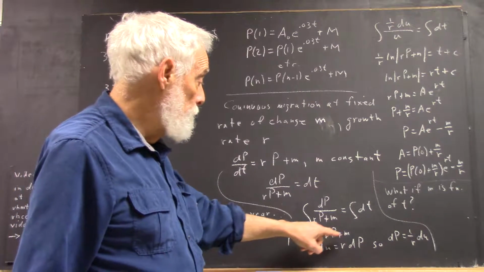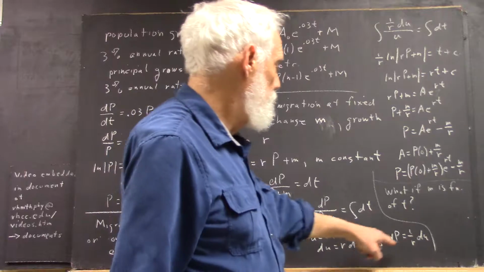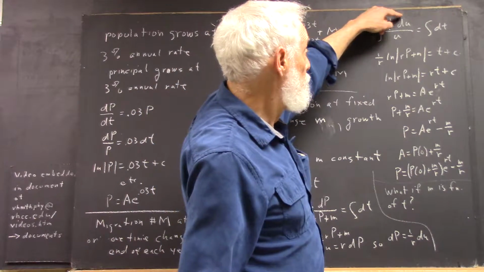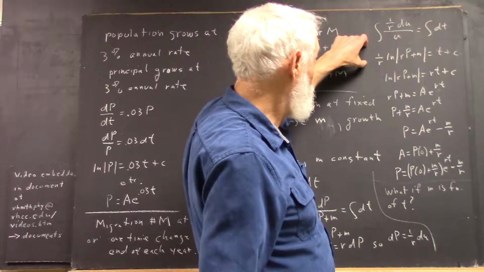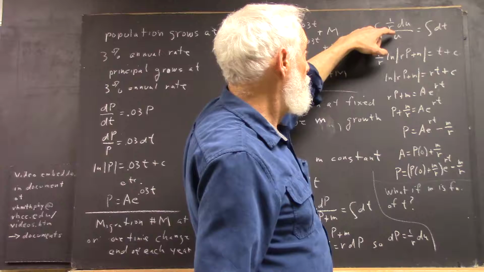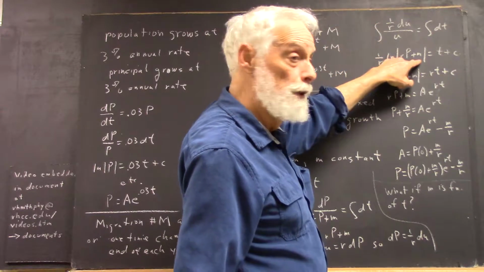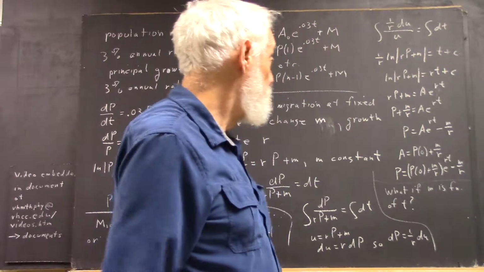u is rp plus m, du then is r dp, so that dp is 1 over r du. This integral becomes then 1 over r du over u. The 1 over r is constant, it comes out in front. And then we get the natural log of u inside, which is the natural log of rp plus m. And on the right-hand side, as usual, we get t plus c.